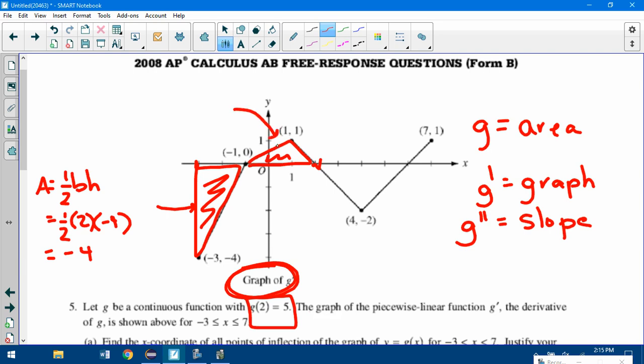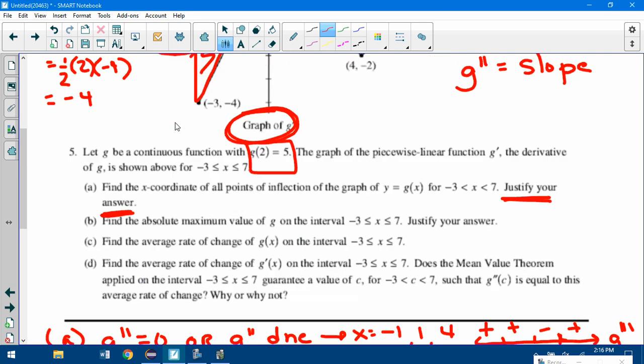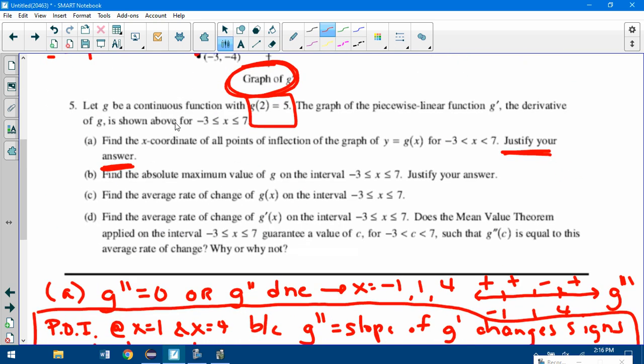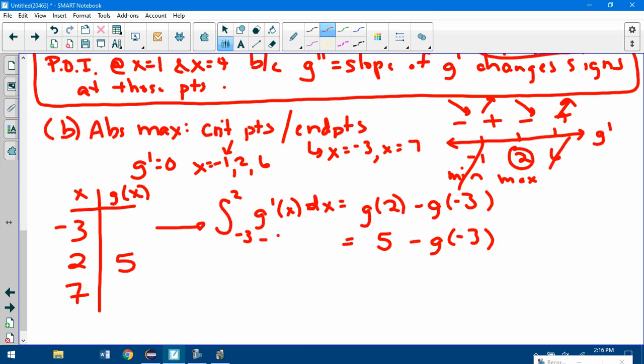How about this one? 1/2, what's the base this time? 1, 2, 3, times, what's the height? 1. So 1/2, 3 times 1, half of 3, 1.5. So it's -4 plus 1.5. That will give you -4 plus 1.5, -2.5.